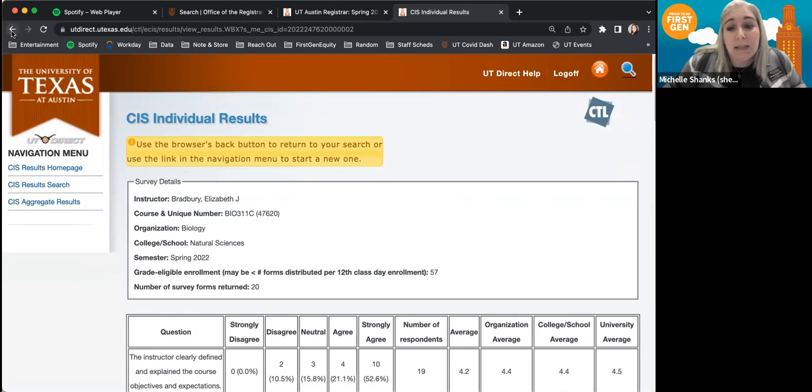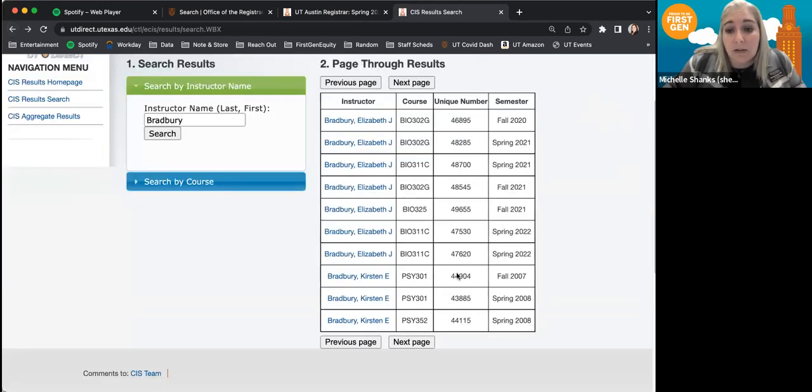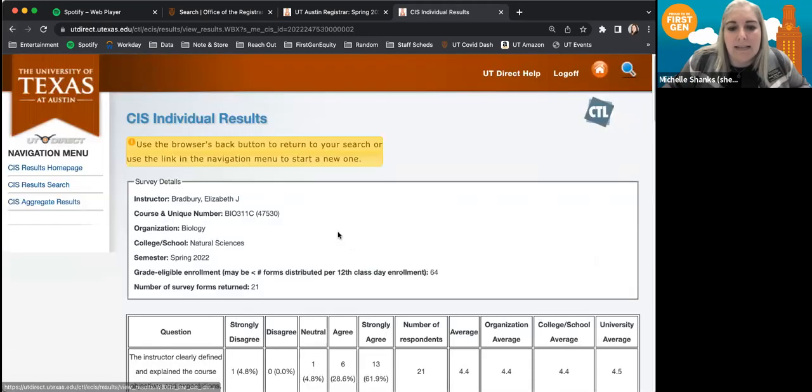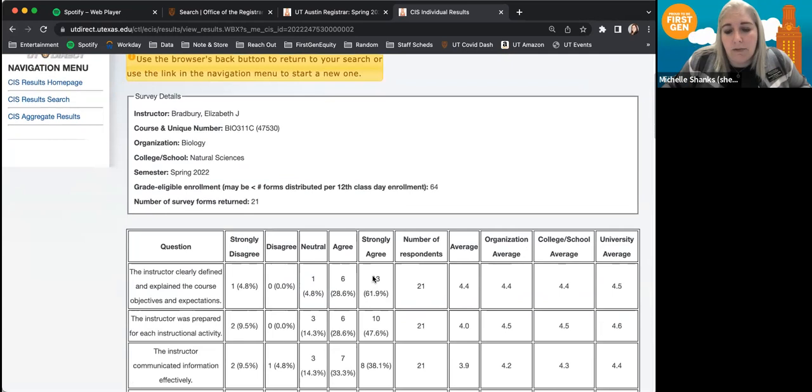You could be more specific by looking at every single one of their spring 2022 sections. So maybe you look at both. Maybe one section rated them very high and one section rated them very low. But this does give you some good data points to look off of.